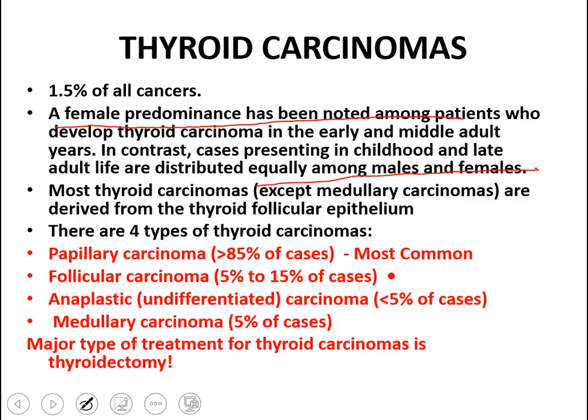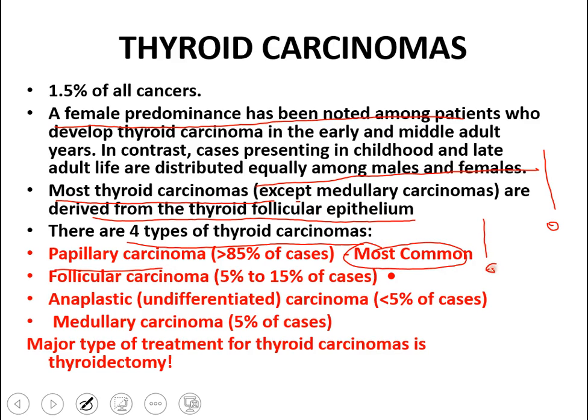It is most important to keep in mind that most thyroid carcinomas, except medullary, are derived from follicular epithelium, and there are four types of carcinomas. Papillary, which represents 85% of all cases. This is the most common type. If somebody asks you what is the most common type of thyroid cancer, papillary carcinoma, high yield for USMLE. Follicular carcinoma, approximately 5%. Anaplastic carcinoma, the worst form of cancer, less than 5%, and medullary carcinoma, also approximately 5% of cases.